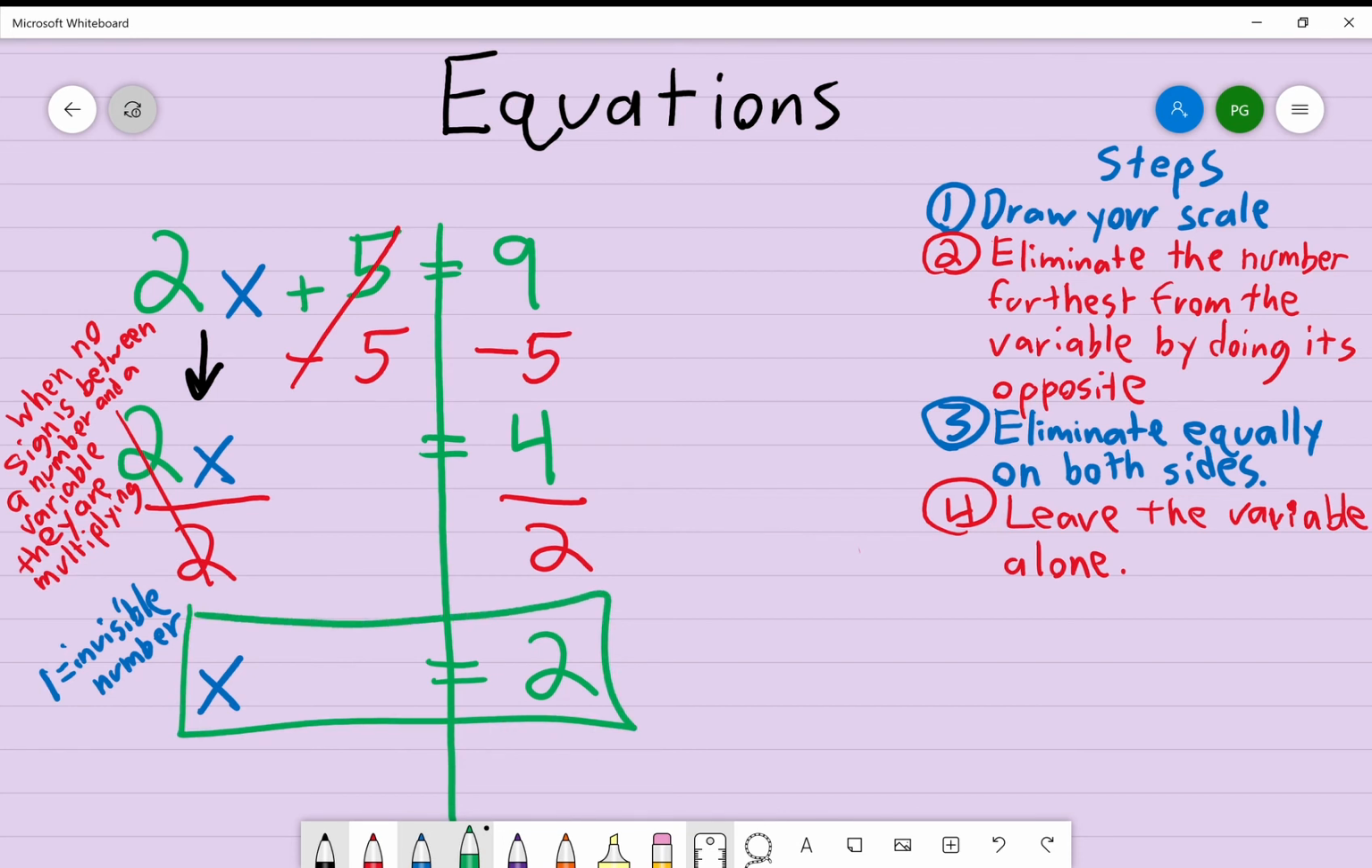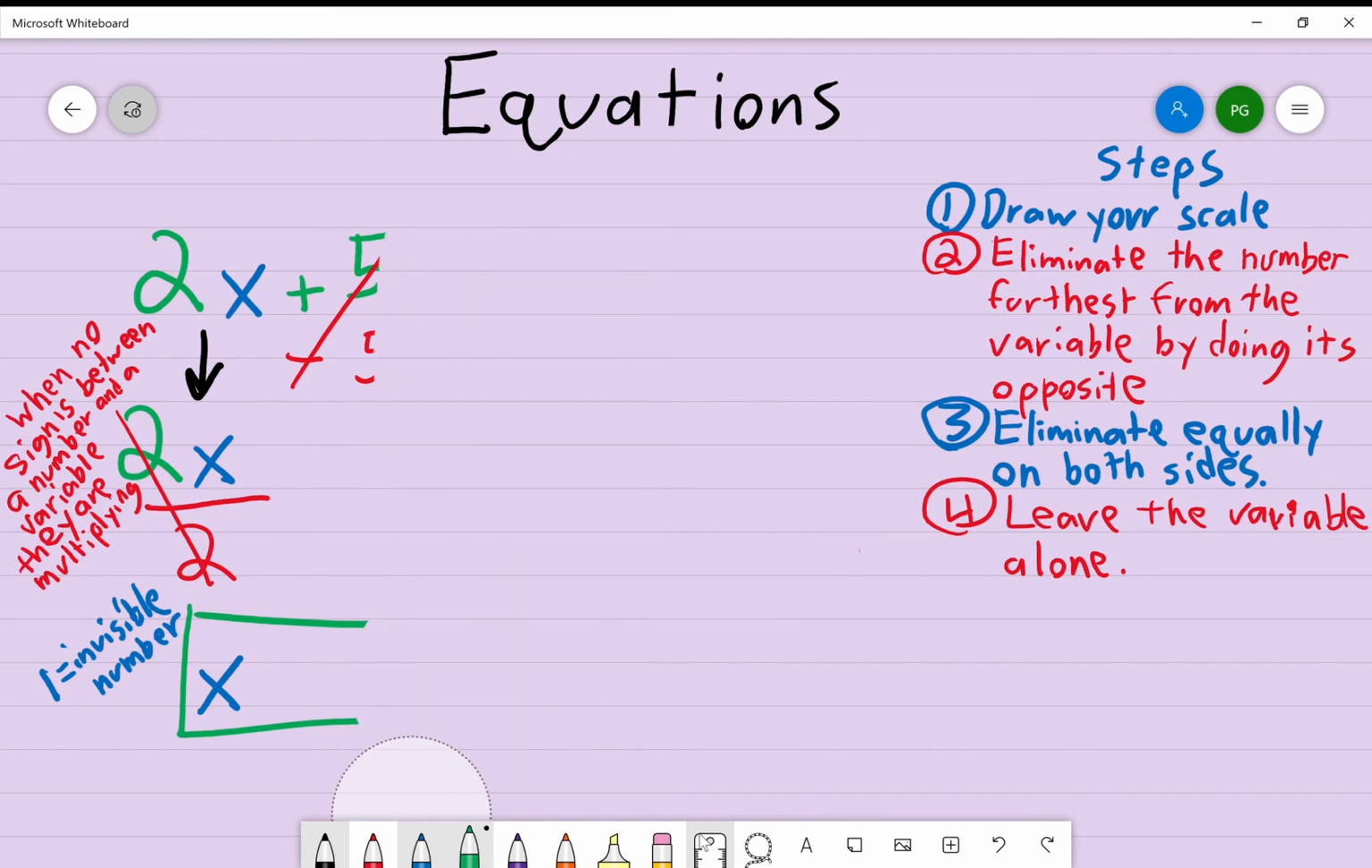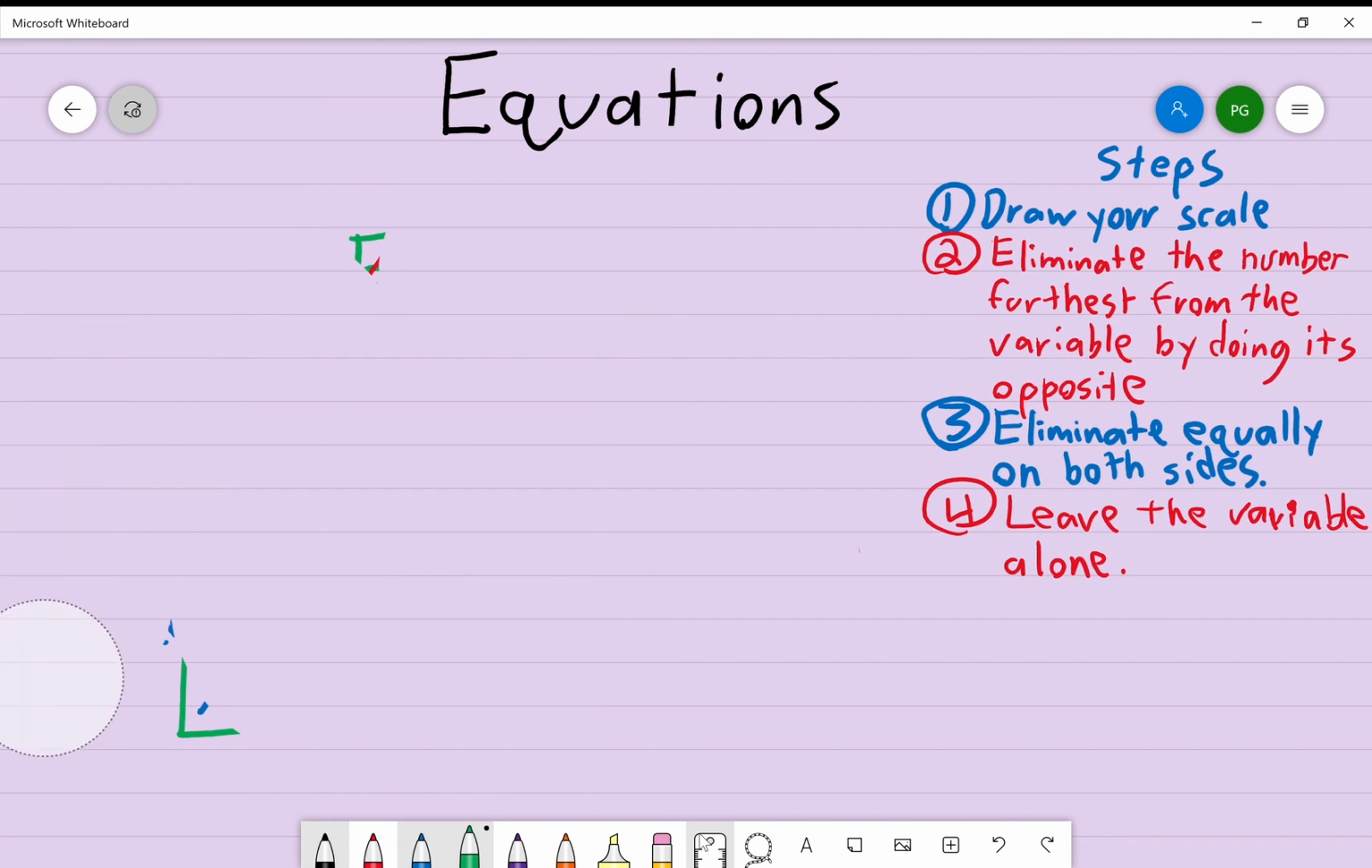Let's do another example. Okay, so let's say I give you the equation. Let's say I do 5y plus 4 equals 29.